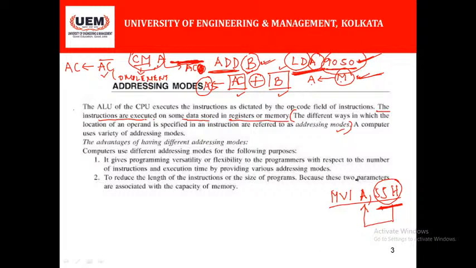Okay, so here we are specifying the data immediately. That's why we are not hiding anything. We are immediately specifying what data we are operating on. So this is another approach of defining an addressing mode. A computer uses a variety of addressing modes.